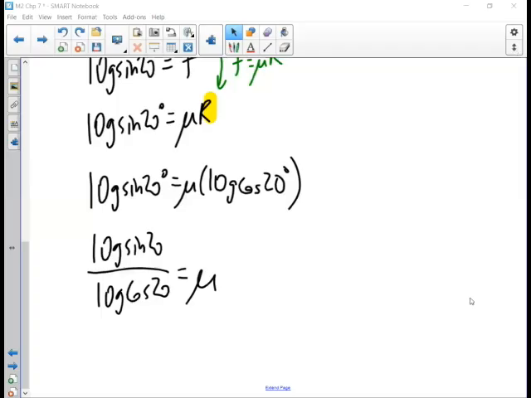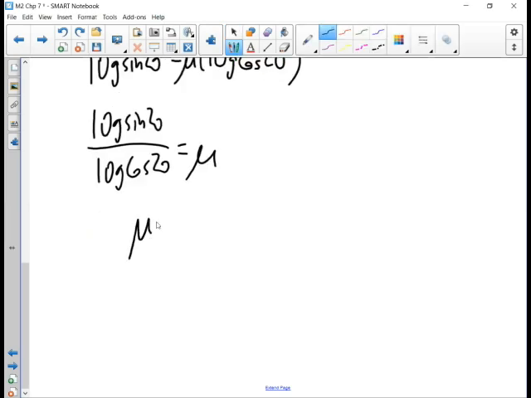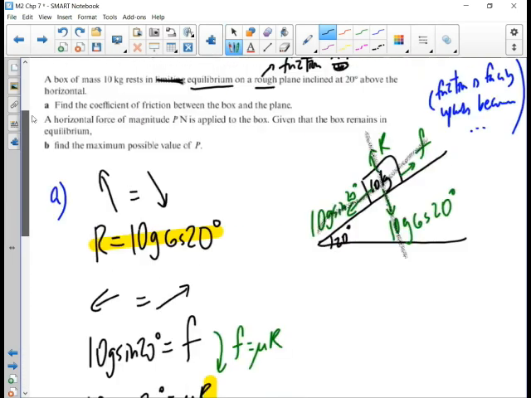There was a disruption. Carry on. So put in the calculator 10G sin 20 over 10G cos 20, and you will get mu equals 0.36. It's not an exact value, so needless for me to say, store it in a calculator, 0.36, because we might need it later. All right, so that's the answer, part A.